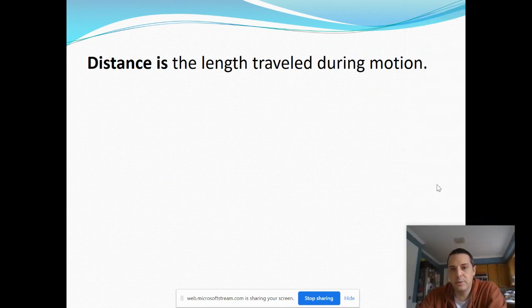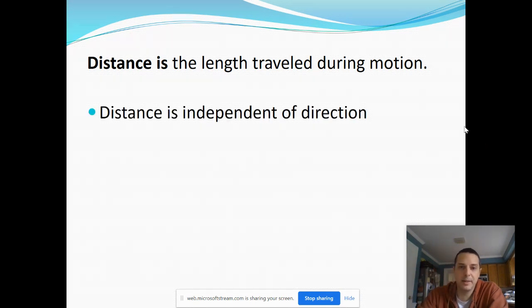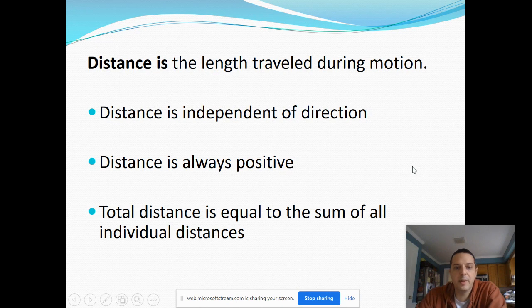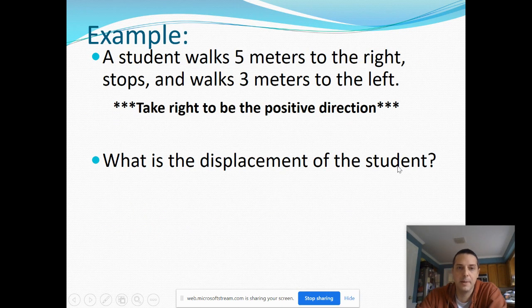The counterpart to displacement is distance. Distance is the length of something traveled. It doesn't care about where you start or where you finish, just how much ground has been covered. So we say that distance is independent of direction. You can move around in a circle and cover a certain distance, but if you end up where you started, you would have zero displacement but some non-zero distance traveled. Because it doesn't depend on direction, we always consider distance positive. To know how much distance you've moved, you just take the sum of all your individual distances and add them up.